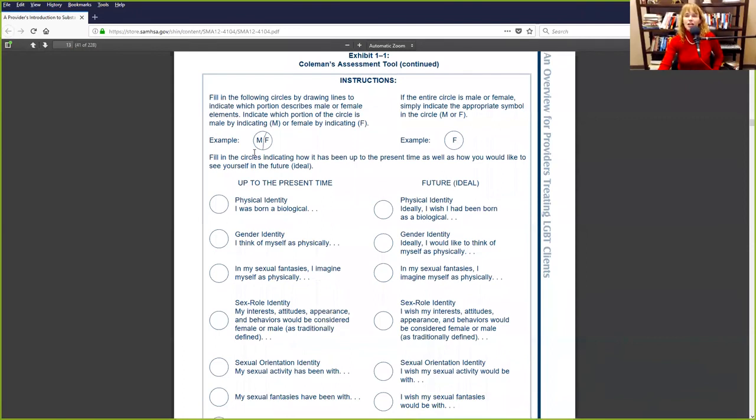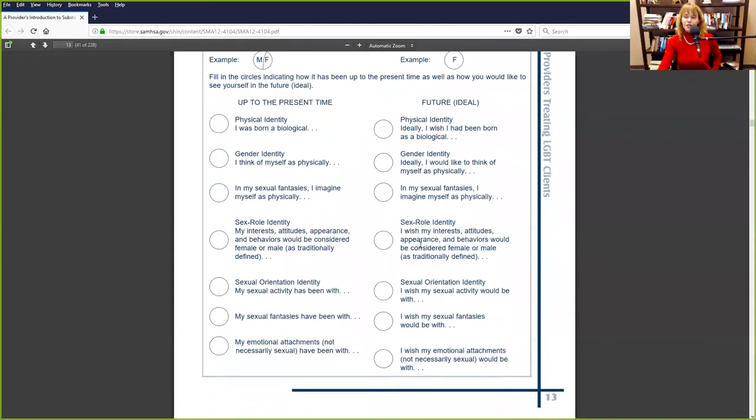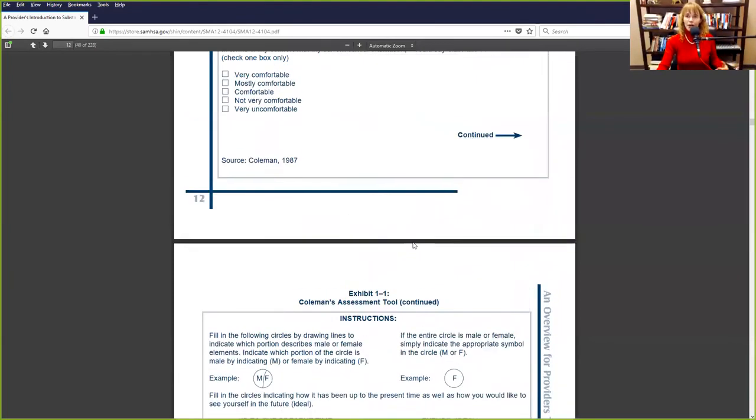And then it starts talking about up to the present time and in the future. So I was born a biological male or female up to the present time. And then in the future, or in the ideal, I wish I had been born. So if they wish they had been born female, they could put that there. And you can start looking at the differences between where they are and how they identify right now, and who they are and how they want to identify in the future. So this is free. It is part of your SAMHSA document that's in your classroom.